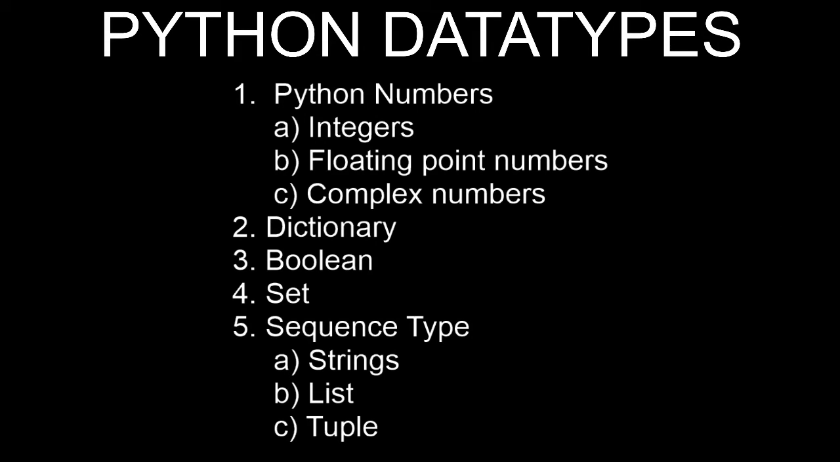The next one is a set. Set is an unordered collection of data type that is iterable, mutable, and has no duplicate elements. The order of elements in a set is undefined, though it may consist of various elements. It can also be created using the set function with an iterable object or a sequence by placing the sequence inside curly braces separated by comma.